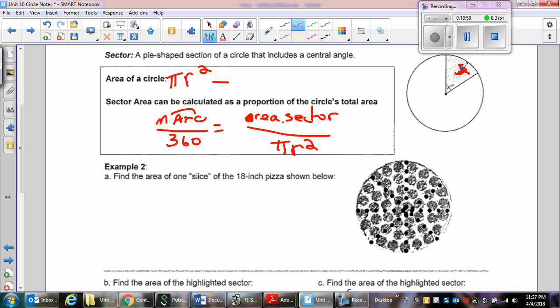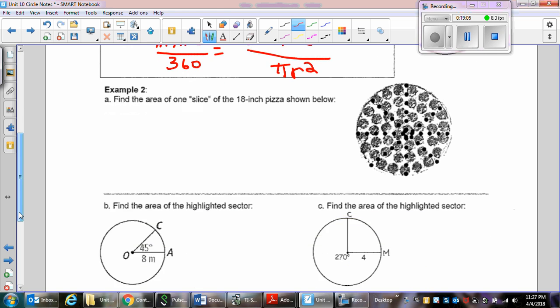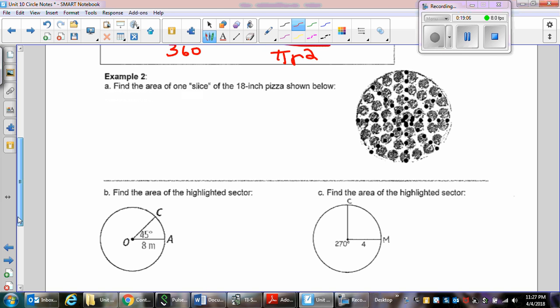And then you usually see it like, oh, this is shaded, right? What would be the area? So you can find the whole area and then kind of section it out. So the first question in this case is find the area of one slice of pizza. So this one is kind of easy, right? Because all you have to do is find the whole area and then divide it by 8. That's what a pizza slice is.